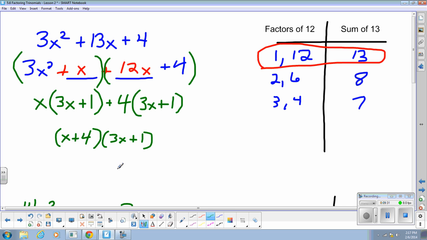So I've now gone the other direction. Just to double check it if you'd like to: x times 3x, 3x squared. x times 1 is x. 4 times 3x, 12x. 4 times 1, 4. All right. So this is the type of pattern to use for this.